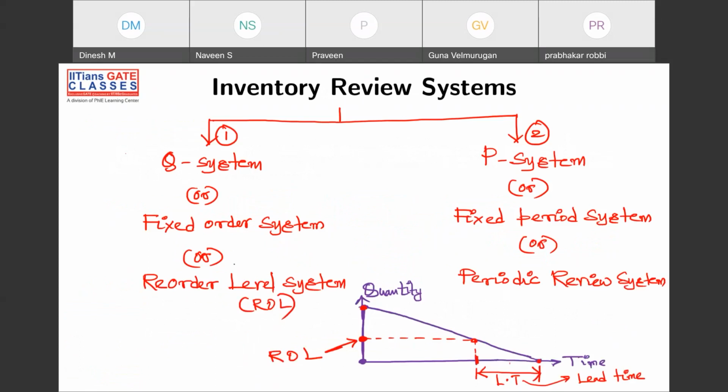Now there are two systems in inventory. What is the system? One is the Q system. Second is the P system. Okay. One minute.